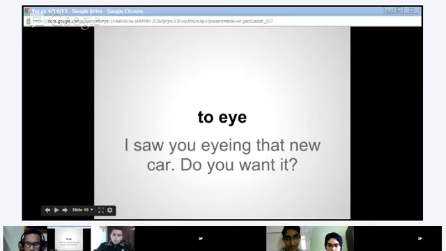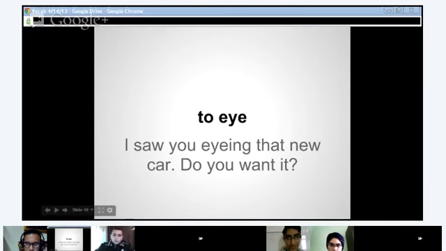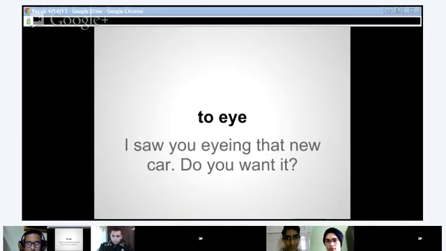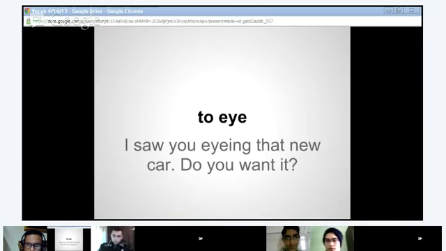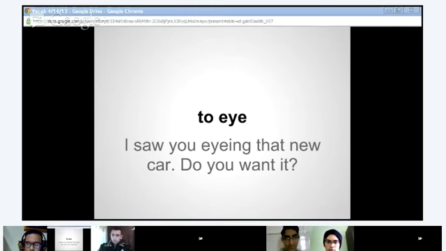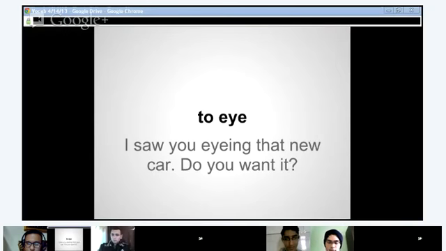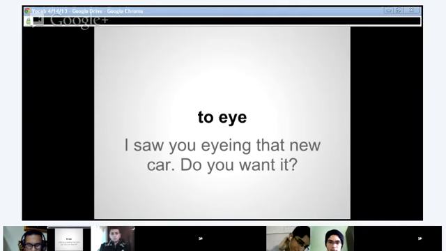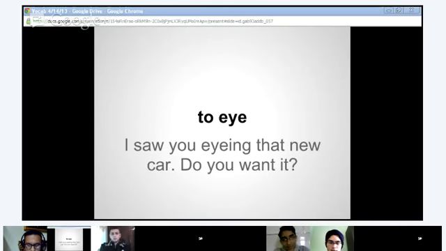Okay, next we have to eye. So we all know what an eye is, of course. What does it mean to eye something? Igor, could you read this one? "I saw you eyeing that new car. Do you want it?" I think to eye is to look closely or with interest. Right, exactly. So it's looking at something, but looking at it very closely, maybe with desire as well.